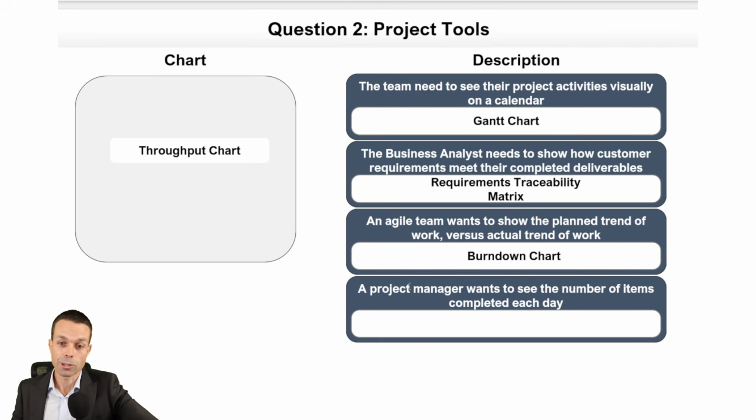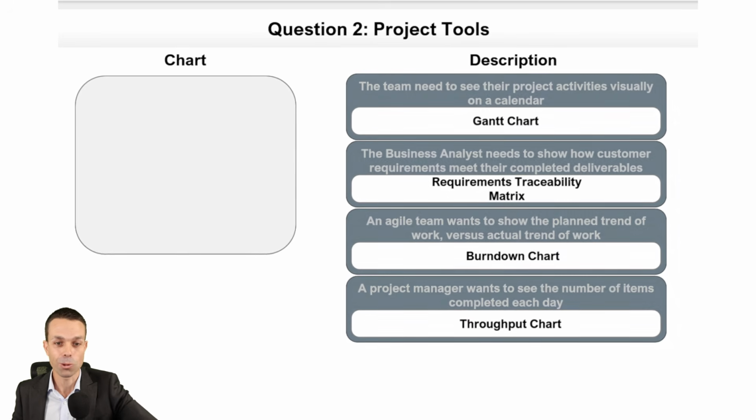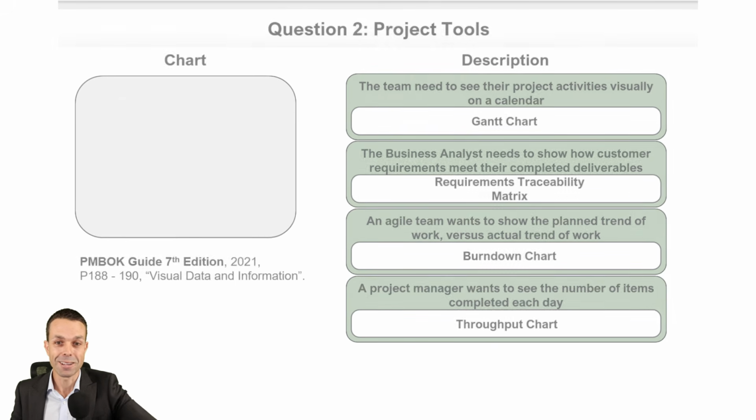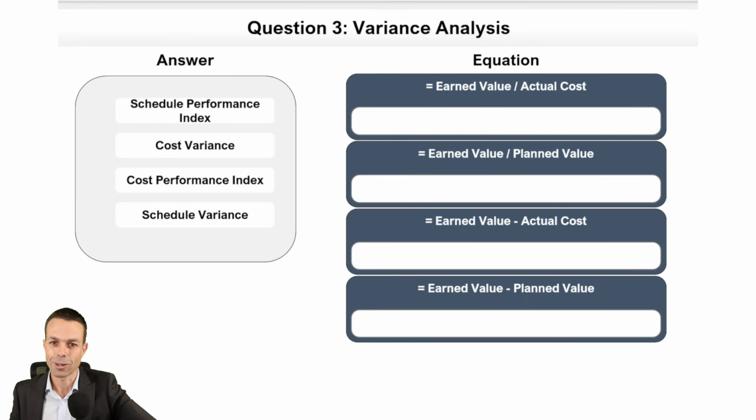And the last one, a project manager wants to see the number of items completed every day. That's going to be the throughput of our items. So our throughput chart. Let's quickly check. There we go. Fantastic. How did you guys go with that one? PMBOK 7th edition under visual data and information on page 188 to 190. Fantastic stuff. All right, let's see what we've got next.